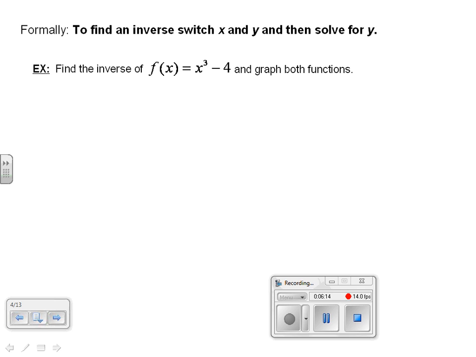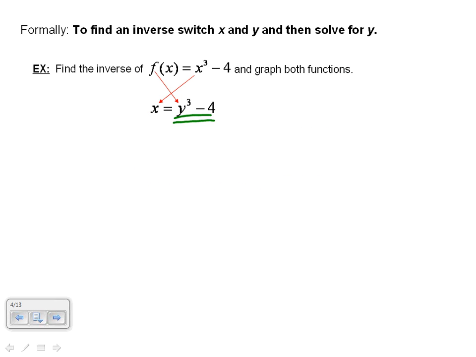Okay, so first thing I'm going to do is switch my x and my y. If you notice, I'm going to change f of x into y, so that when I switch it, it's easier for me to work with. I switched x and y, and now I'm going to unwrap this for y. So I'm going to add 4 to both sides. And then if you notice, I need to undo this cubing. So I'm going to cube root both sides, and I get y equals the cube root of x plus 4.